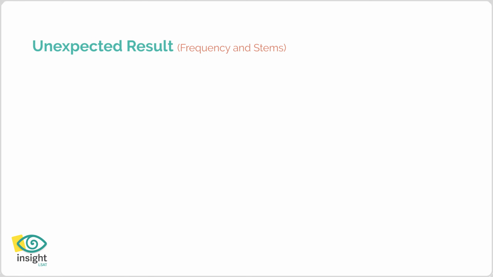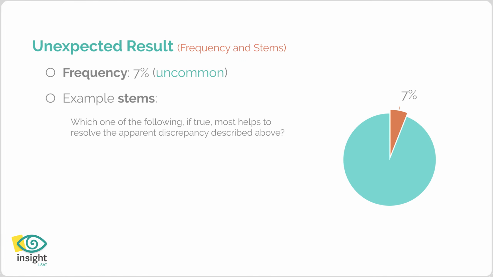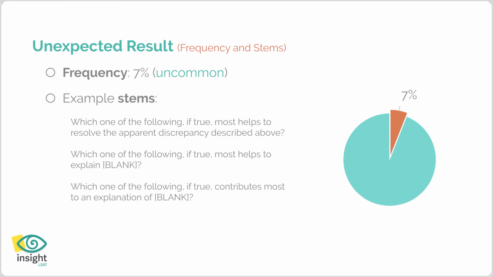Unexpected result questions show up about 7% of the time, so medium to low frequency. As for stems, there are a few different ways of asking the question. Here are some samples. Which one of the following, if true, most helps to resolve the apparent discrepancy described above? Which one of the following, if true, most helps to explain blank? Which one of the following, if true, contributes most to an explanation of blank? Which one of the following, if true, most helps to resolve the apparent paradox described above? The blanks are there because questions of this type fairly often make direct reference to the unexpected result that needs explanation, so you'll often see that blank filled in with a specific description.